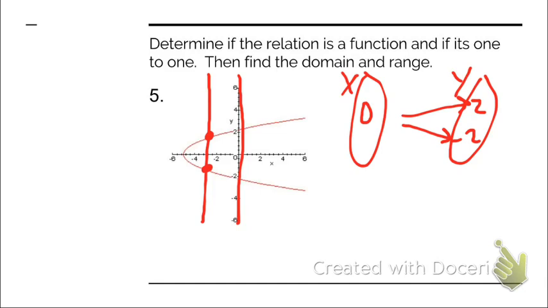So that's an issue. For it to be a function, when you plug in an x value, there needs to be one exact answer with that x value. So it's not a function. And anything that's not a function can't be one-to-one.